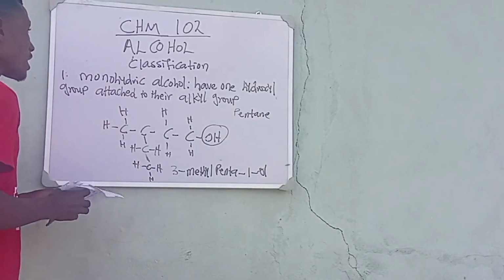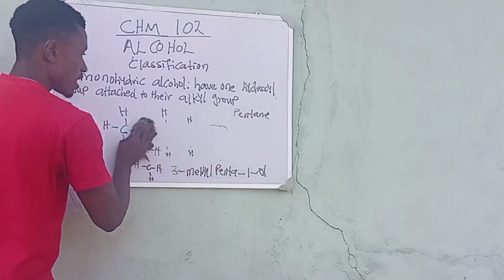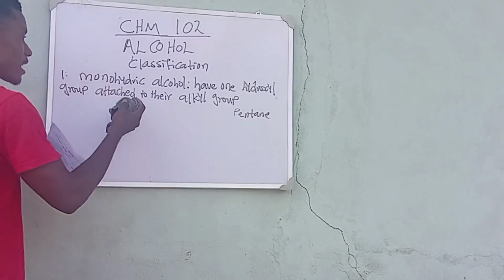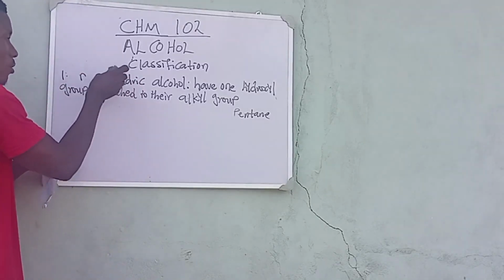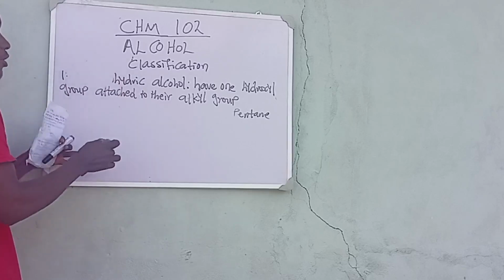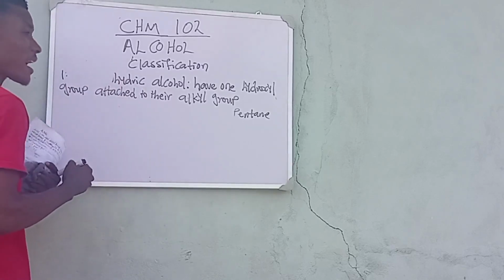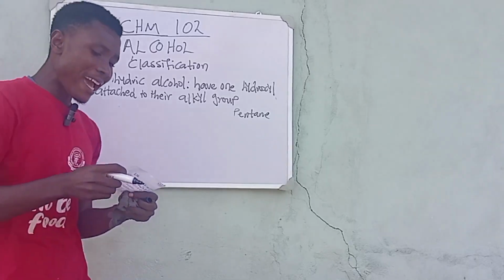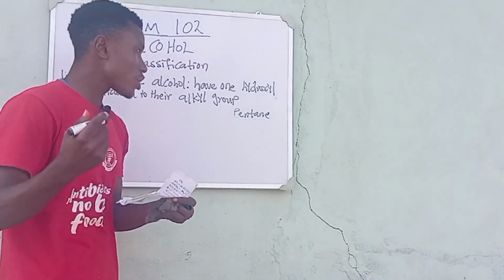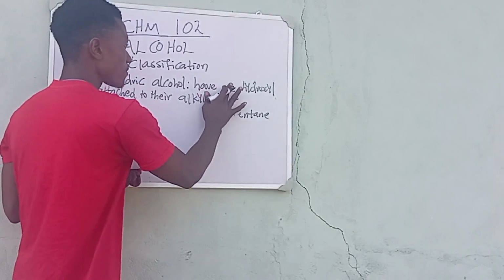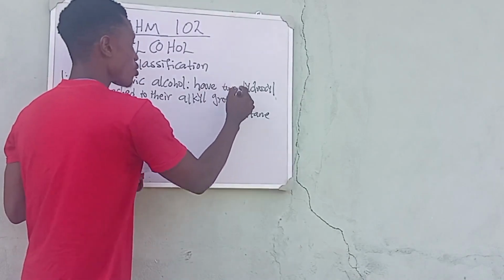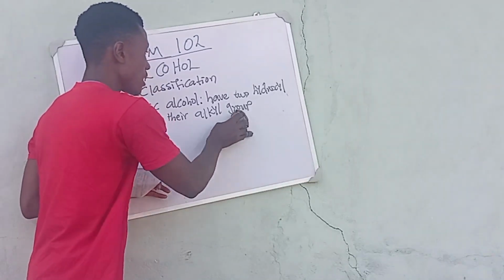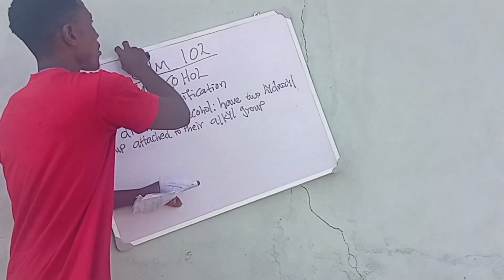So we move on to the second one, which is known as the dihydric alcohol. I'm going to clean this mono because it's almost the same thing I'm going to say. Dihydric alcohol contains 2 hydroxy groups, so we are going to clean the 1 and say 2. They have 2 hydroxy groups attached to their alkyl group.